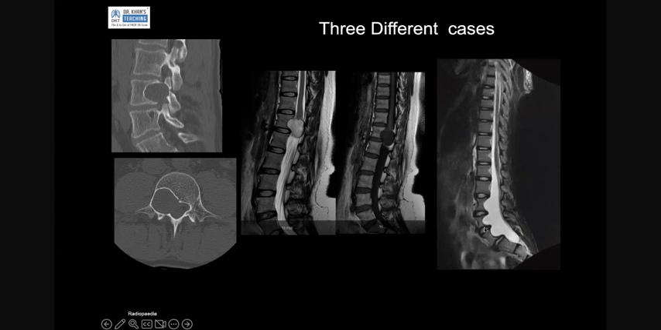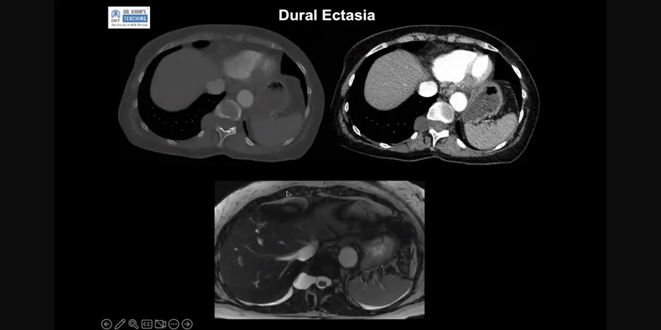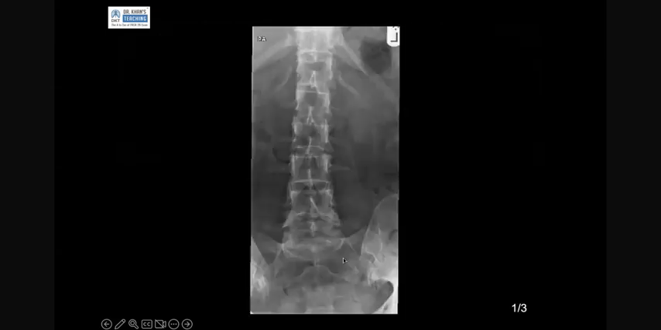This is because of dural ectasia, but this one is because of a tumor. The tumor is sitting here and is causing scalloping. On the CT, there is scalloping. Incidental scalloping here in the thoracic region. On MR also, you can see it.